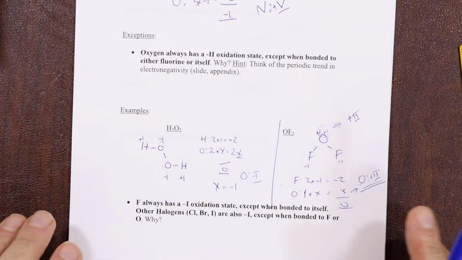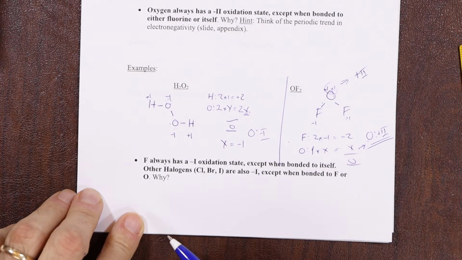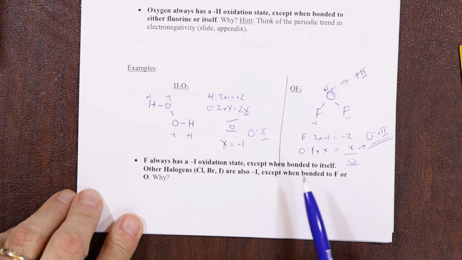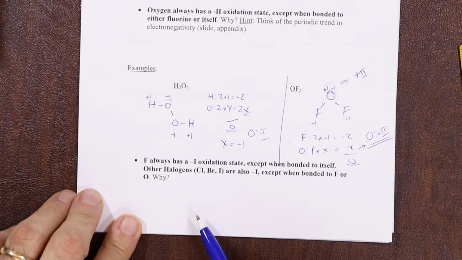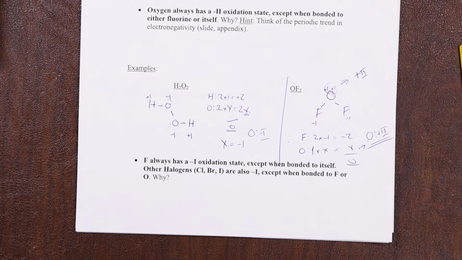Now remember the golden rule with the electronegativities: the further to the top right you are, the stronger. So fluorine will always beat everything except itself. Oxygen beats everything except itself and fluorine. And then we go down the line. Chlorine is the next strongest, then bromine, then iodine.